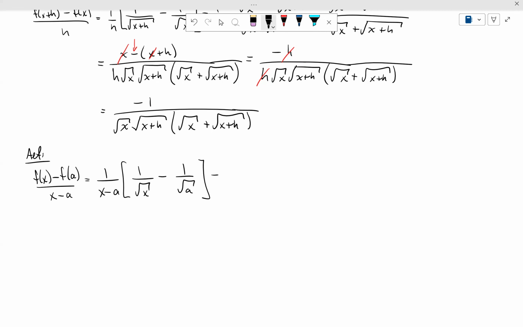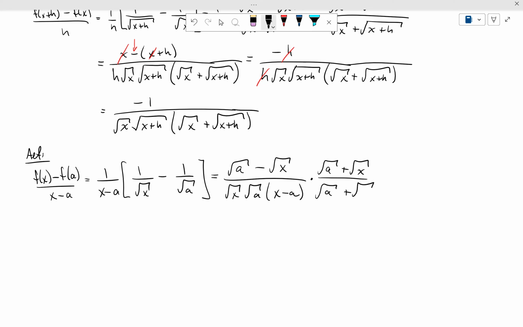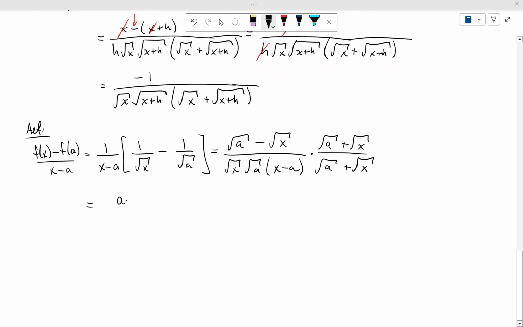Common denominator again. So the first fraction, we'd have to multiply top and bottom by root a. Second one, multiply top and bottom by root x. This is all over, now we should have a root x times a root a down there times that x minus a. Multiply by the conjugate again. So multiply top and bottom by root a plus root x. And whatever we do to the top, we do to the bottom to maintain equivalency. The top becomes a squared minus b squared, so a minus x. That's all over, then we have root x, root a times x minus a, times root a plus root x.